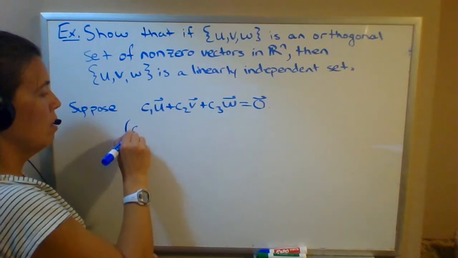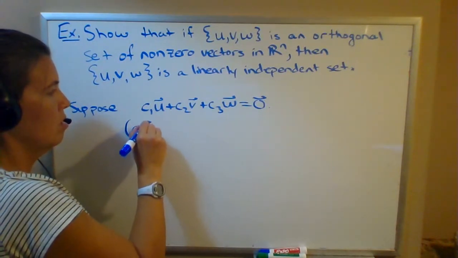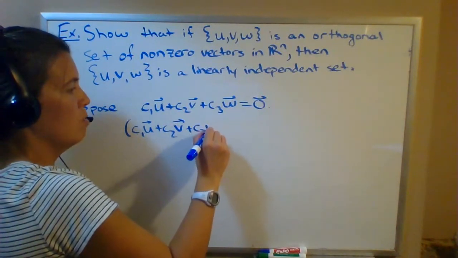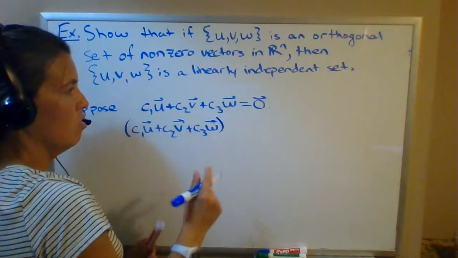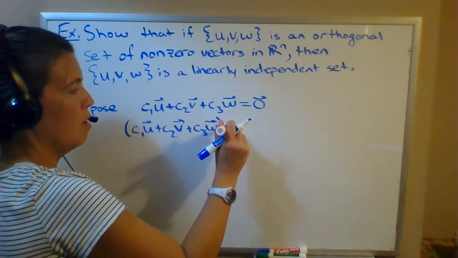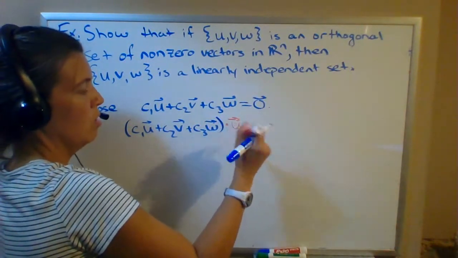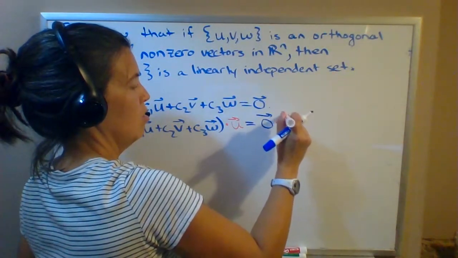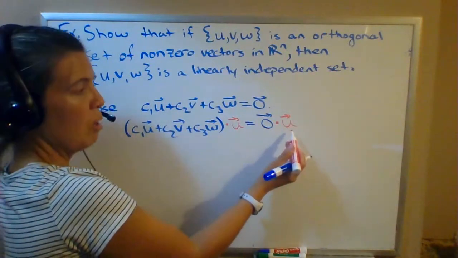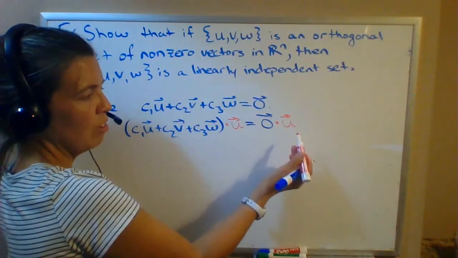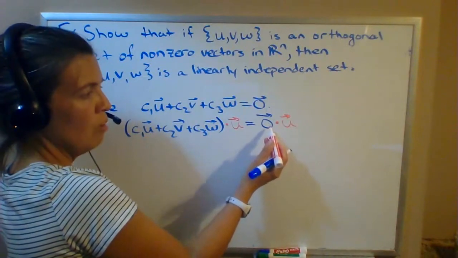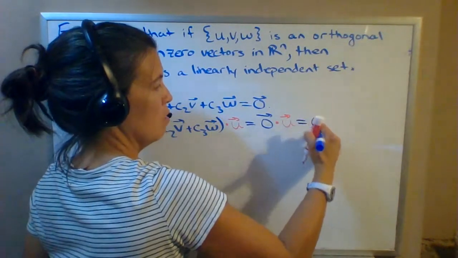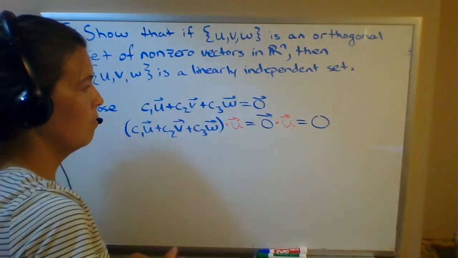So take the inner product. We're going to do c1 times u plus c2 times v plus c3 times w, this side, dot product with the first vector u, equals the zero vector dot product with u. But the zero vector, dot product with any other vector, if all of the entries of the zero vector are 0, you multiply times the corresponding entry of u, take the sum, that's always going to be 0. The scalar quantity 0 here.